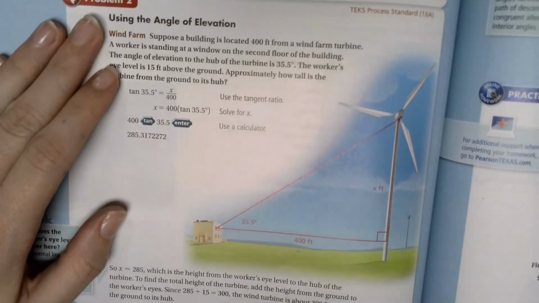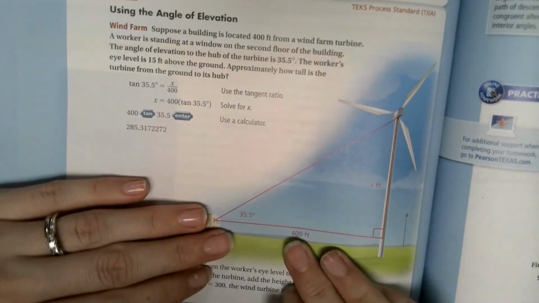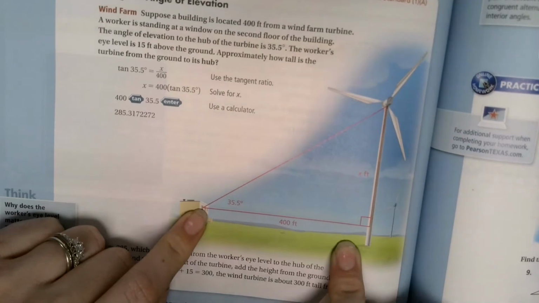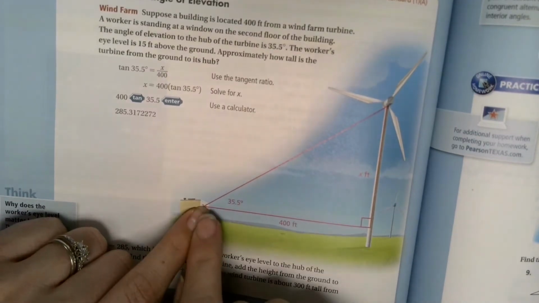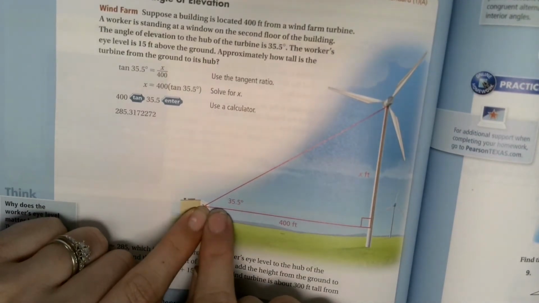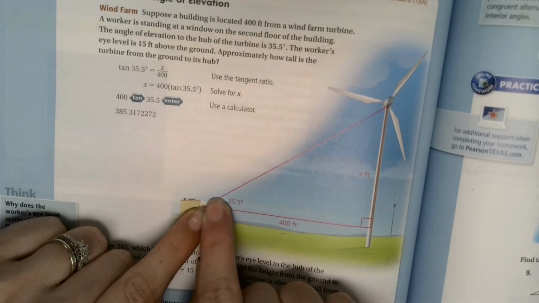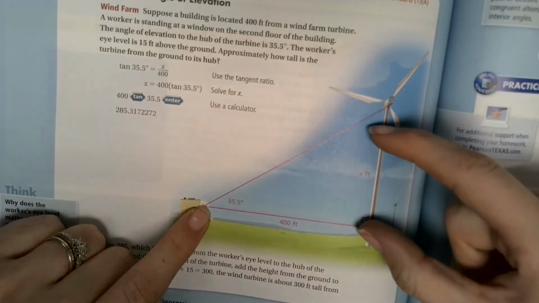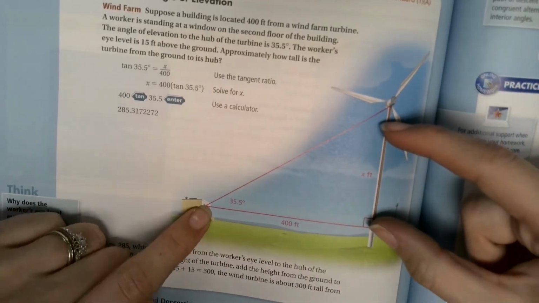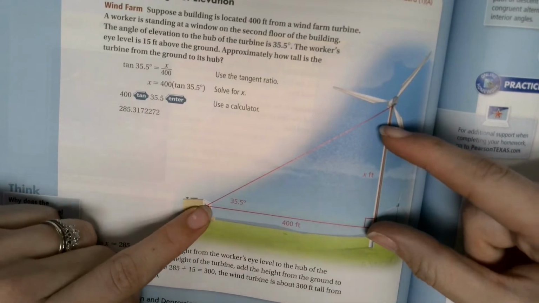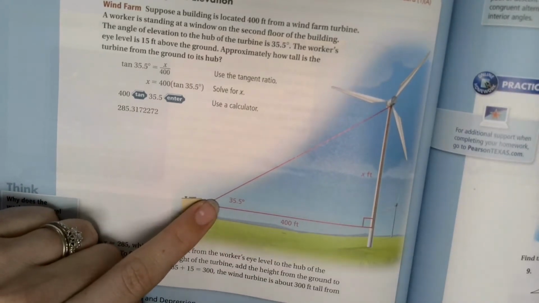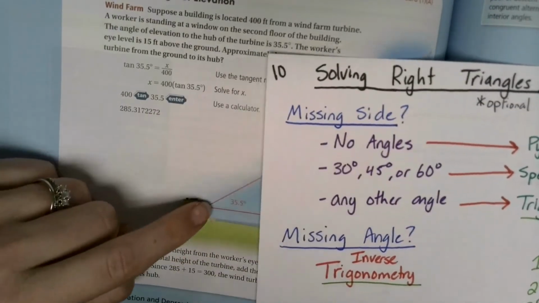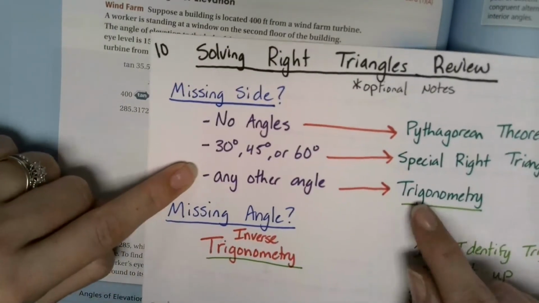They drew out the picture for this, but we could have easily drawn out the picture ourselves. Suppose a building is located 400 feet away from the wind turbine, and they're standing there, and the angle of elevation is 35.5 degrees. So that's our angle of elevation, and it's wanting to know how tall is the turbine above ground. And so we can do that by, we identify, we have an angle. It's not 30, 45, or 60. It's any other angle, so we're using trigonometry.